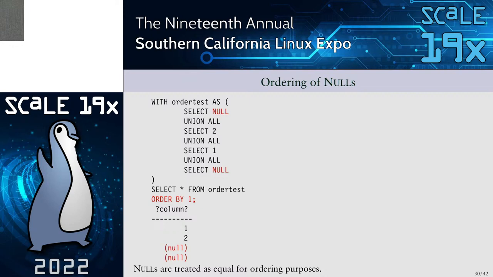Yes, sir. If I did it with a union instead of a union all, I get one null. I think so. Somebody can try it for me, please.